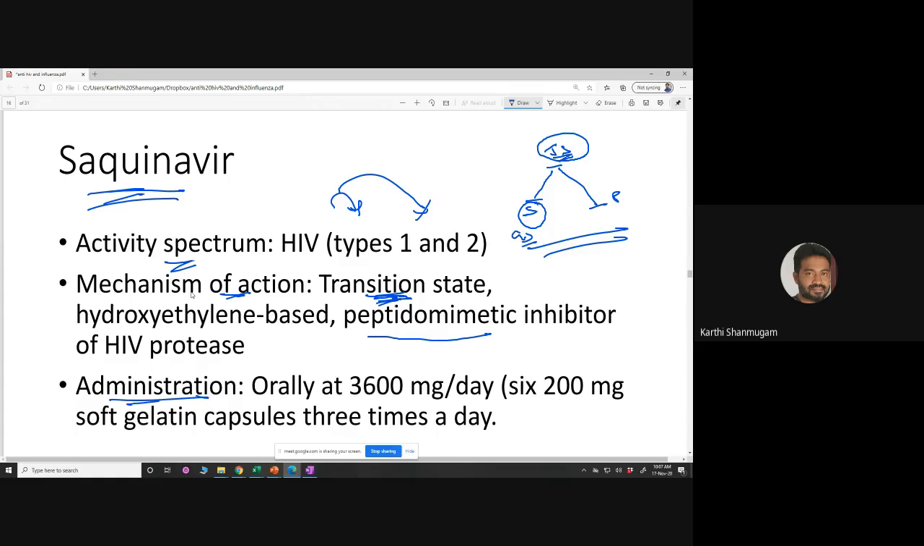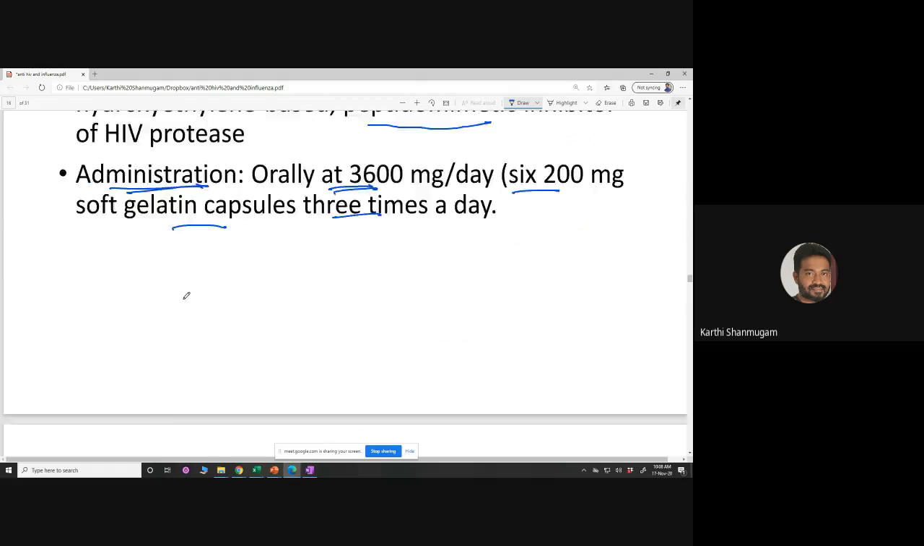Coming to the administration of this molecule, it is administered orally at 3600 mg per day. The dose regimen is a 200 mg soft gelatin capsule 3 times a day. Again, this is fixed based on the pharmacokinetic properties of saquinavir.